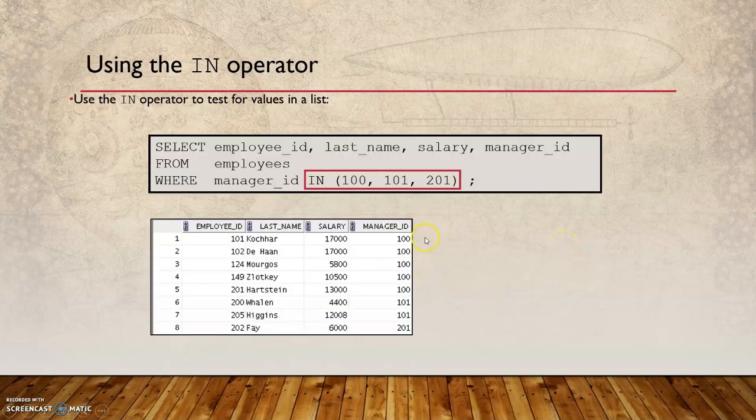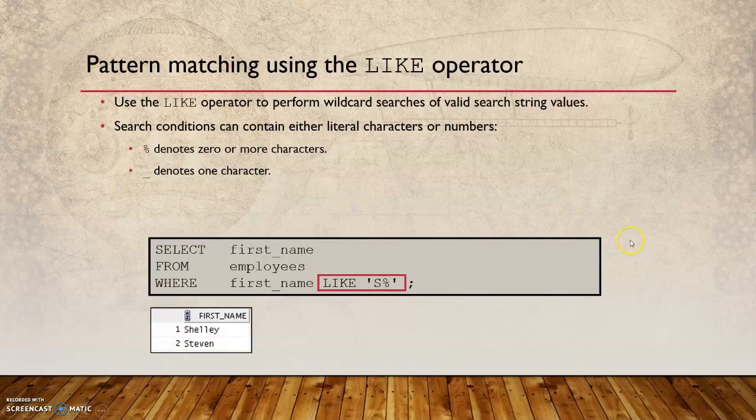And then you have the IN operator. In, you have a set of values: 100, 101 and 201. Those are the manager IDs. So whoever are the employees who have a manager ID as 100, 101 or 201, then we are retrieving all the rows. So for a specific set of values, whichever satisfies that set of values, it retrieves all the rows related to that. So that's the IN operator.